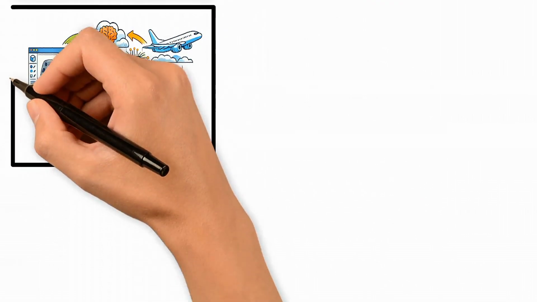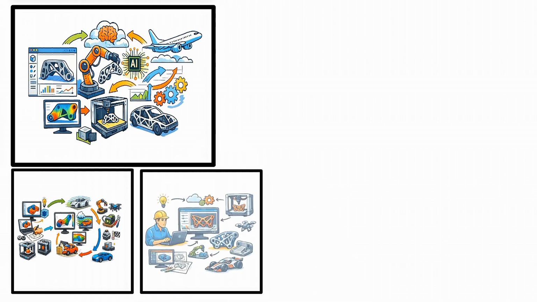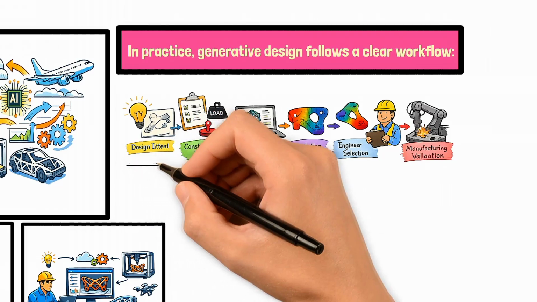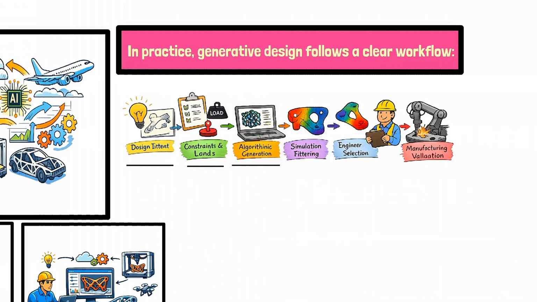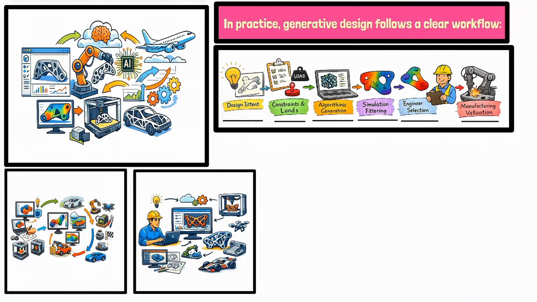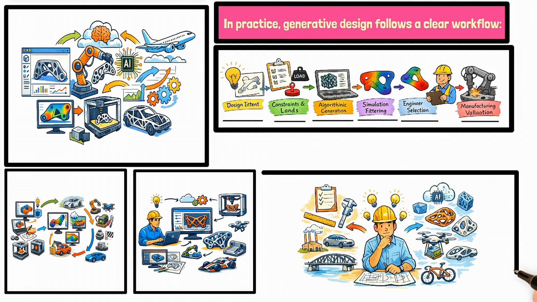Modern generative design tools were popularized through platforms like Autodesk, which integrated AI-driven optimization directly into CAD and simulation workflows. This made generative design accessible to practicing engineers rather than just researchers. In practice, generative design follows a clear workflow: design intent, constraints and loads, algorithmic generation, simulation filtering, engineer selection, manufacturing validation. The engineer remains the decision maker. Generative design simply expands what's possible to consider.